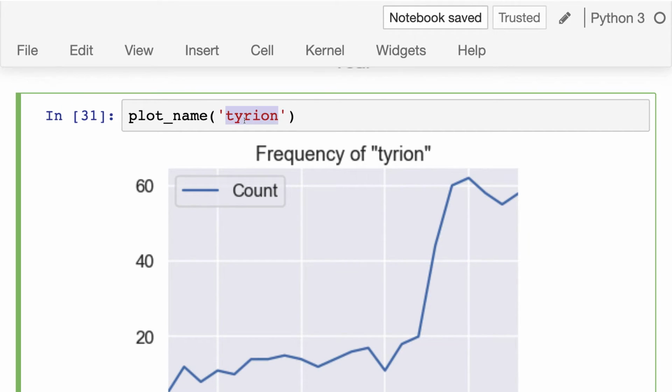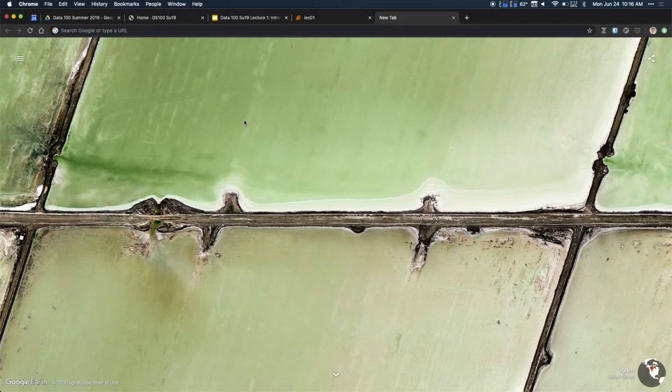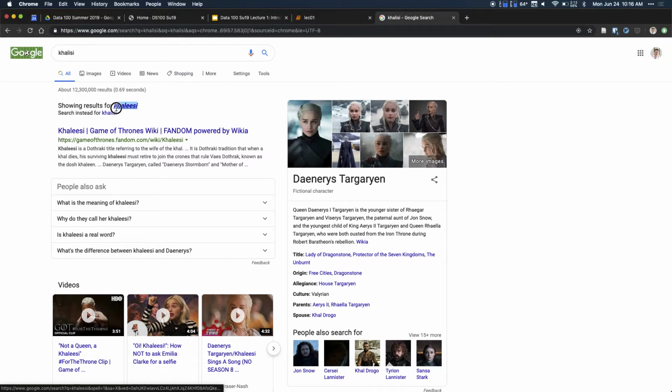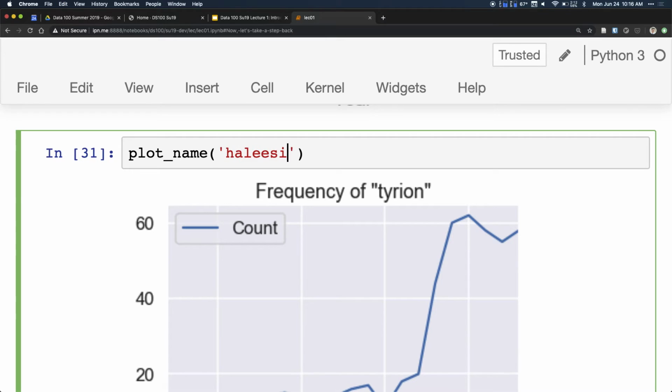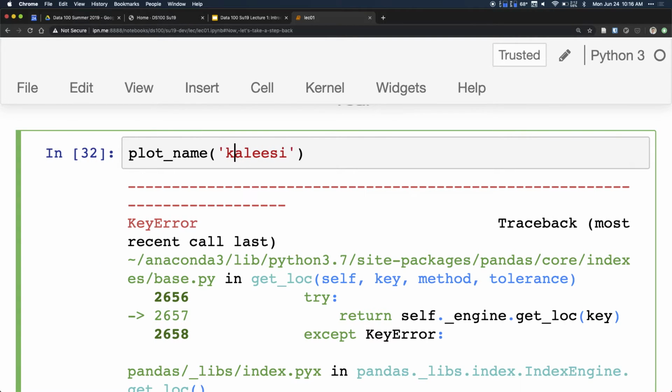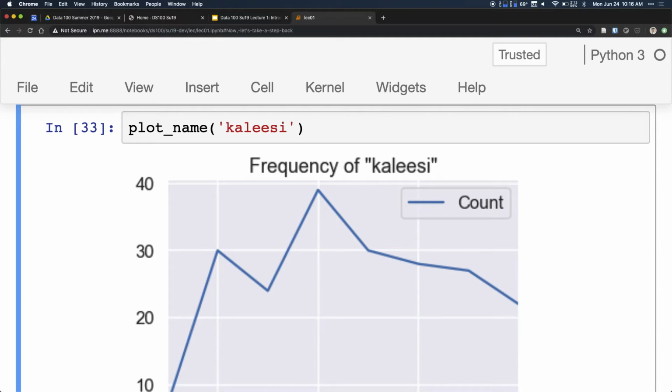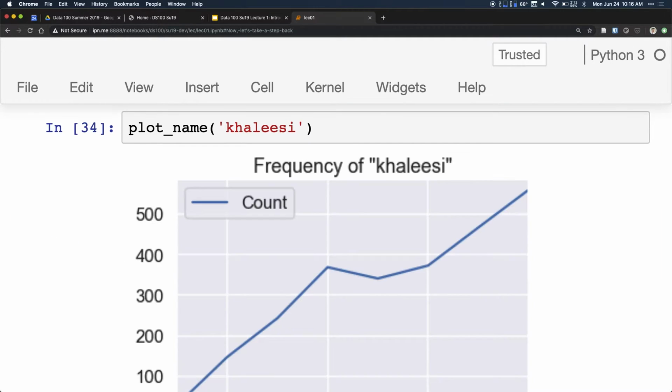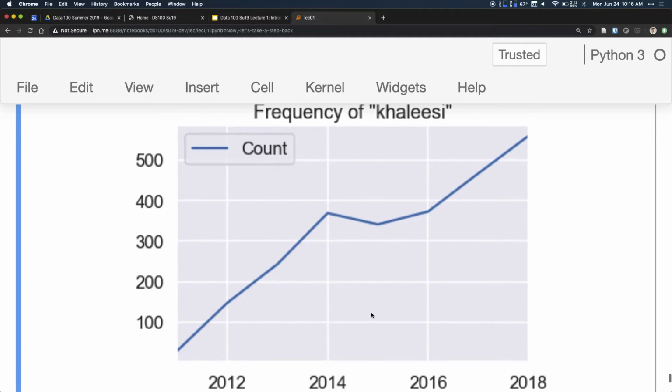Khaleesi. I don't know how to spell that. How do you spell it? Anyone know how to spell Khaleesi? All right. Let me ask Google. Google, help me out here. Oh my gosh, I'm about to get spell corrected. Khaleesi. Got it. Oh my gosh. What happened here? Is that right? KH? Oh, I forgot the K at the beginning. Okay. I see.